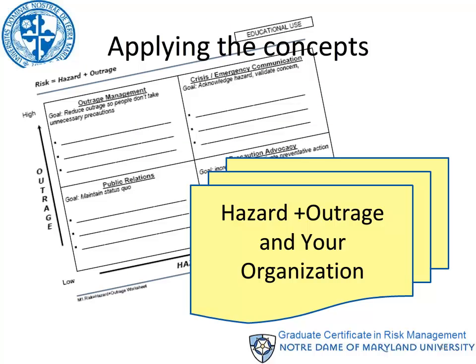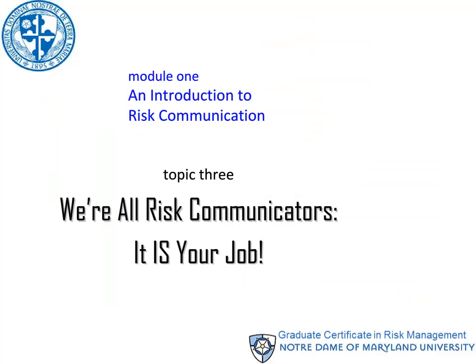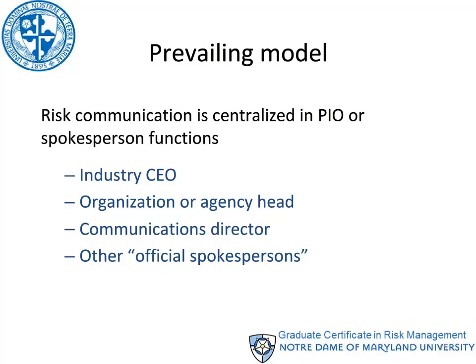To see how you're doing with these concepts, one of your homework exercises is going to ask you to identify issues within your organization for each of the different communication approaches. The last topic discusses the role of the risk communicator in various segments of the organization. Traditionally, risk communication has been centralized in the public information officer or the spokesperson function. That would include the industry CEO, the organization or agency head, a communications director, or other official spokespersons. So think about who are these spokespersons in your organization.